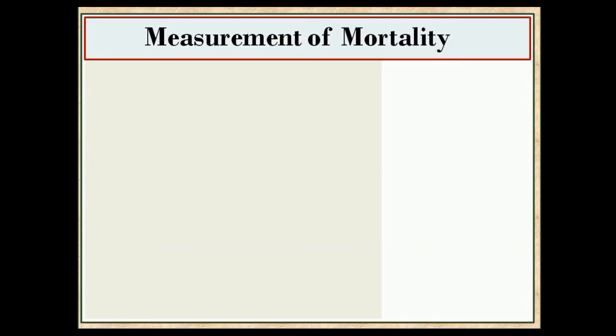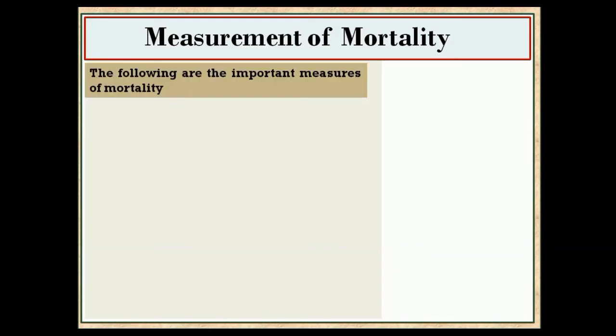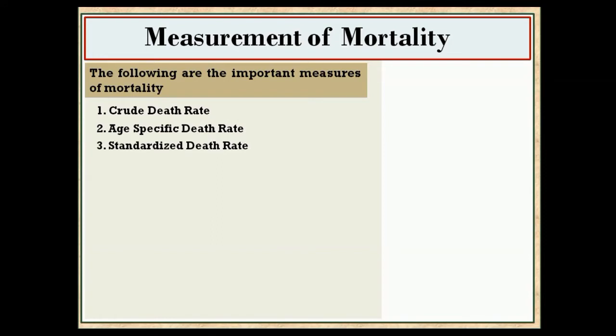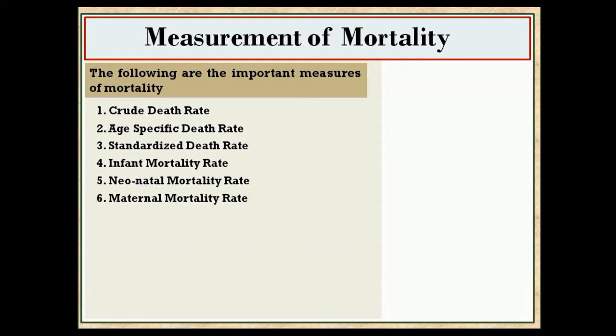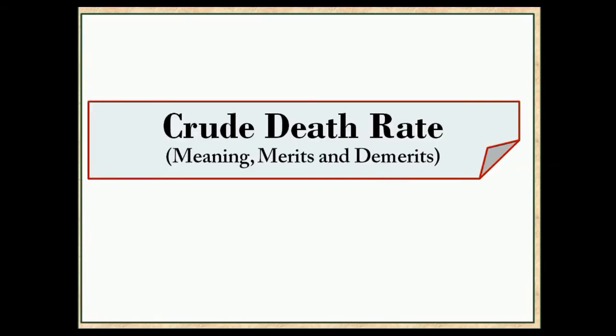Measurement of mortality. The following are the important measures of mortality: crude death rate, age specific death rate, standardized death rate, infant mortality rate, neonatal mortality rate, maternal mortality rate. Crude death rate, meaning, merits and demerits.